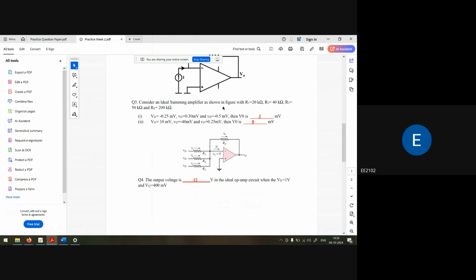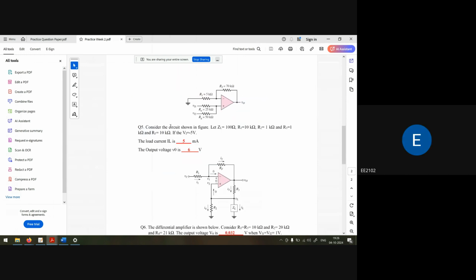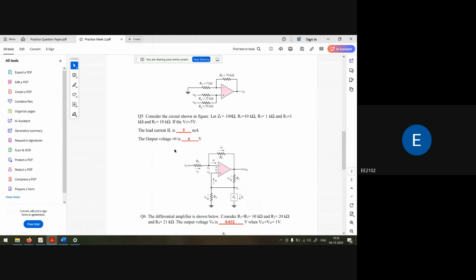Yes, any other questions? So in question 5. Question number 5, this one. Consider the circuit shown in the figure: ZL is equal to 100, R1 is 10, R2 is 1 and R3 is 1 kilo ohm. Rf is 10 kilo ohm. If V1 is 5 millivolts. Okay, so what is the problem in this?